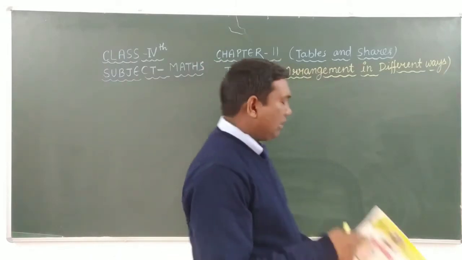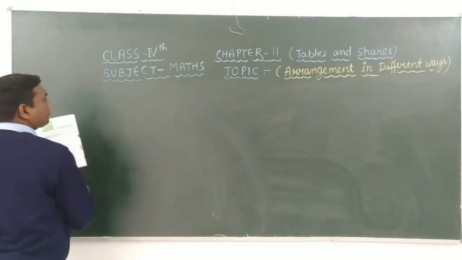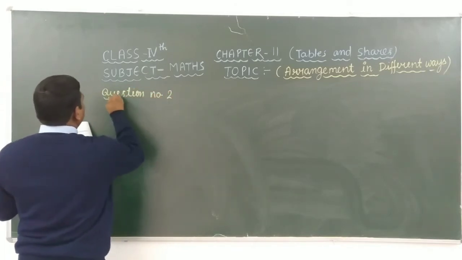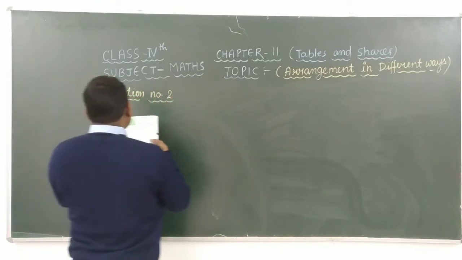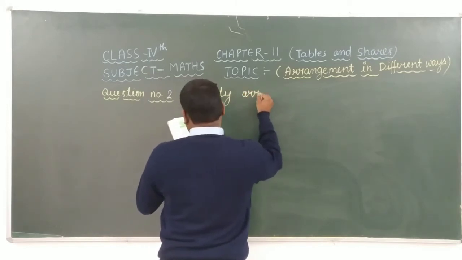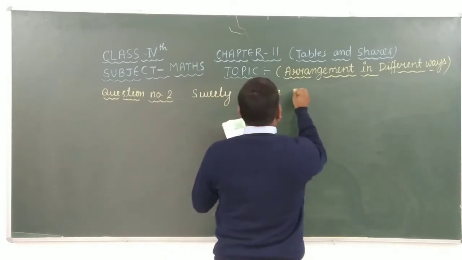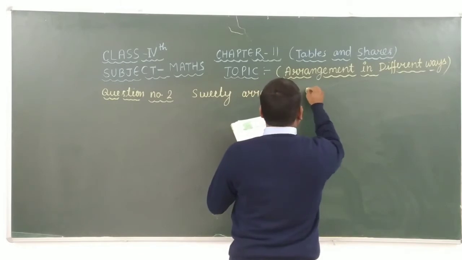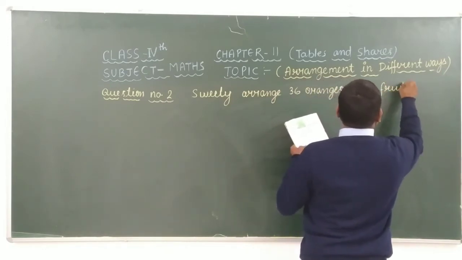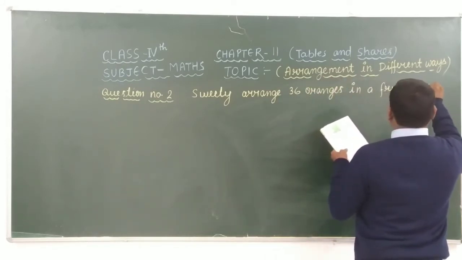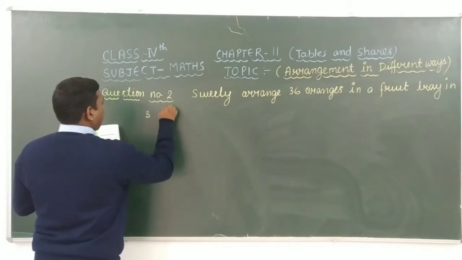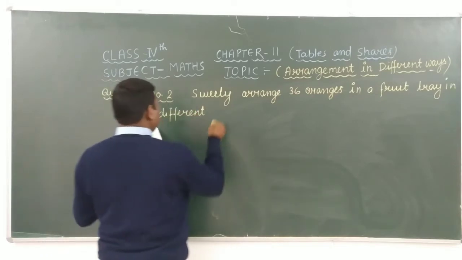Okay students, now let's start question number 2. Question number 2 is: Sweetie arranges 36 oranges in a fruit tray in three different ways. Each row should have an equal number of oranges.